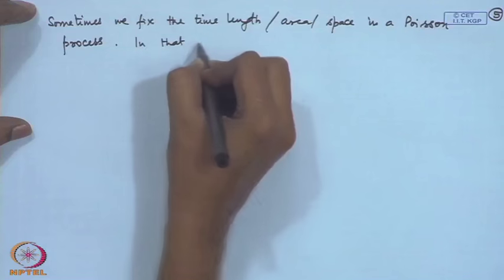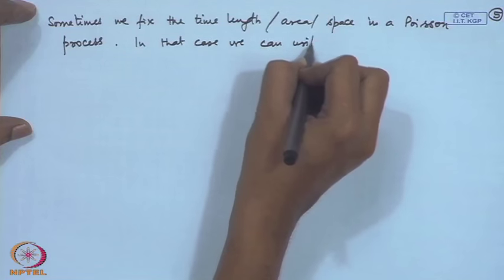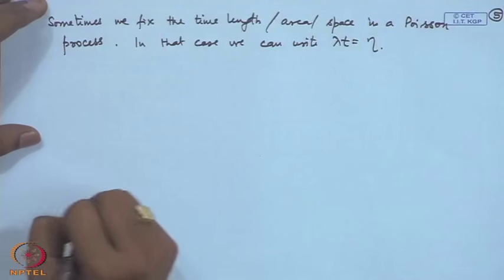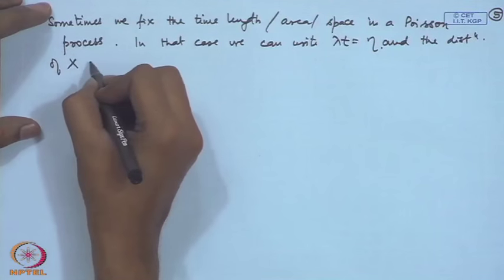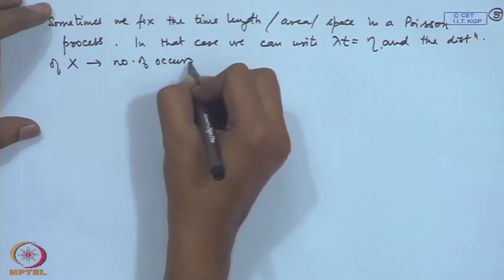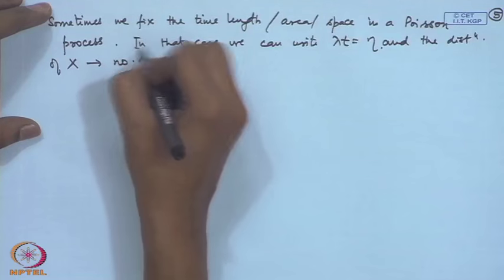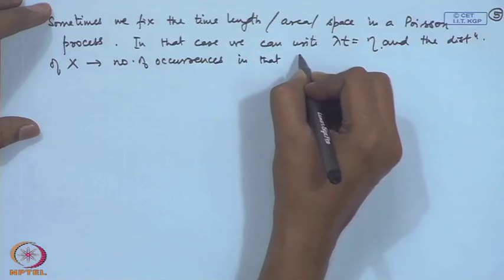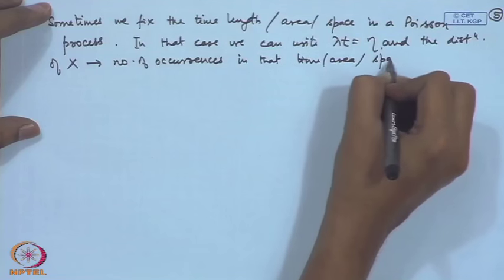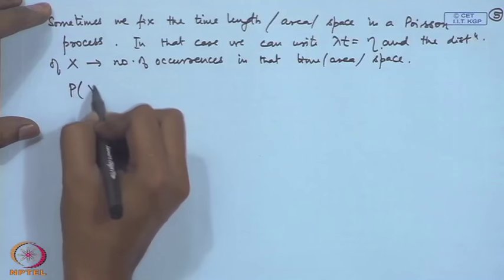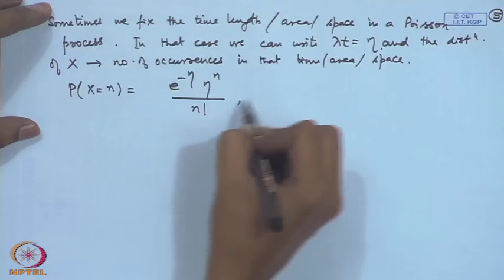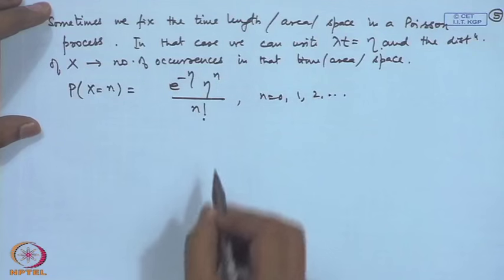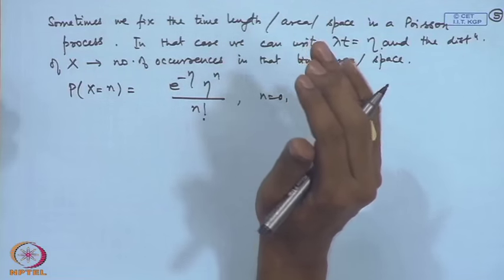In that case, we can write say lambda t is equal to something called say eta, and the distribution of x, that is the number of occurrences in that time, area, space, then that is written as probability x is equal to say n is equal to e to the power minus eta, eta to the power n by n factorial for n is equal to 0, 1, 2 and so on. So, this is an alternative way of representing, but here we are assuming that our frame of reference for time, area, space etcetera is fixed.